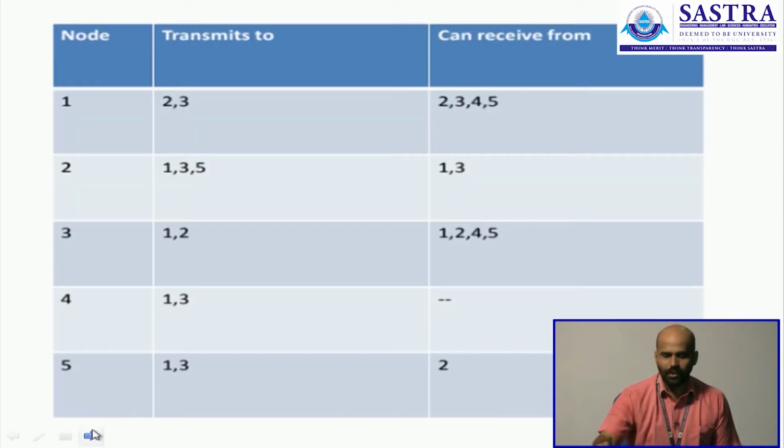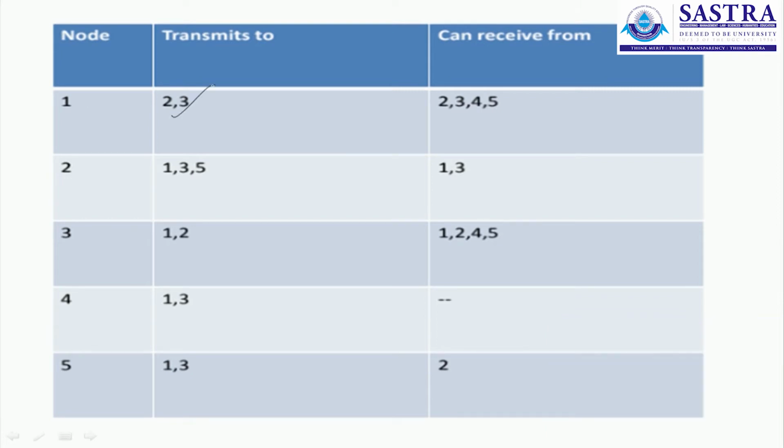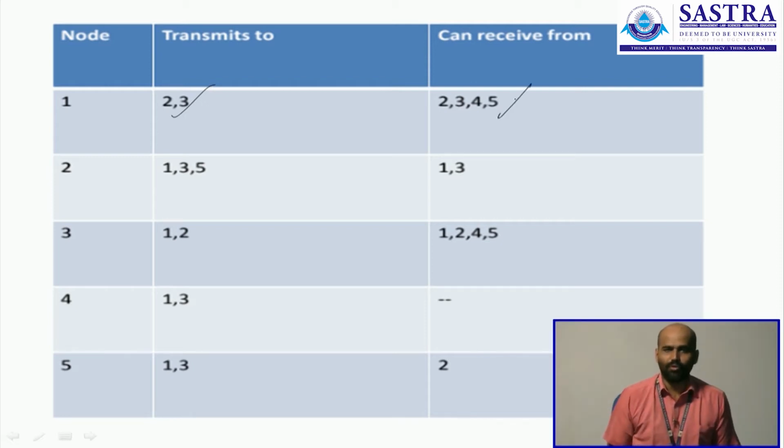Another example could be a set of nodes. We can have an example like this. Here we see that the information on your screen shows that a node 1 transmits signals to 2 nodes 2 and 3 and receives signals from 4 nodes 2, 3, 4 and 5. Node 2 transmits signals to nodes 1, 3 and 5, receives signals from 1 and 3. The node 4 transmits signals to 1 and 3 and receives from none of them, and the node 5 transmits only to nodes 1 and 3 and receives only from node 2.